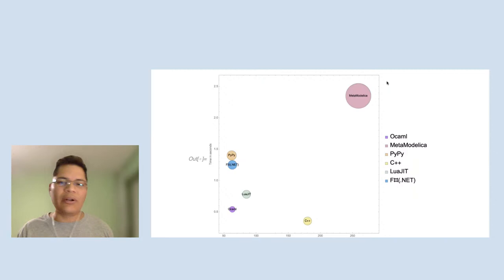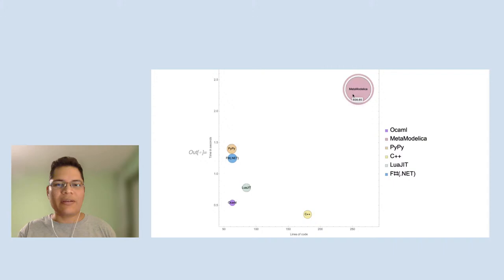So again, the programming language that we're using was the slowest and also the one that required the most lines of code. C++ was the fastest, with also quite some lines of code. OCaml was like a very good compromise between speed and lines of code. Then we have LuaJIT and also PyPy, which I believe is like a JIT version of Python. And F#, very similar to OCaml.